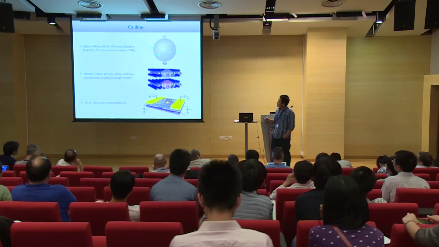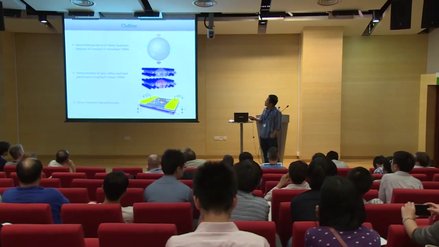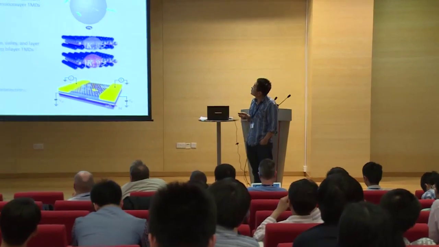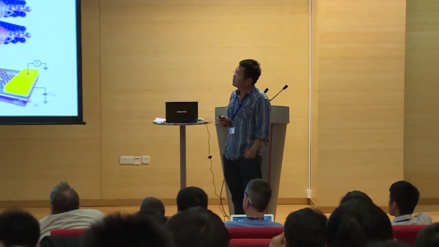And here's the outline of my talk. In the first part I will talk about optical manipulation of valley pseudo spin and also valley quantum coherence in transition metal dichalcogenides. In the second part I will show the demonstration of a strong coupling between spin, valley and the layer pseudo spins in bilayer transition metal dichalcogenides. And in the third part I will show you a little bit of device physics about the PN junctions made of monolayer transition metal dichalcogenides.